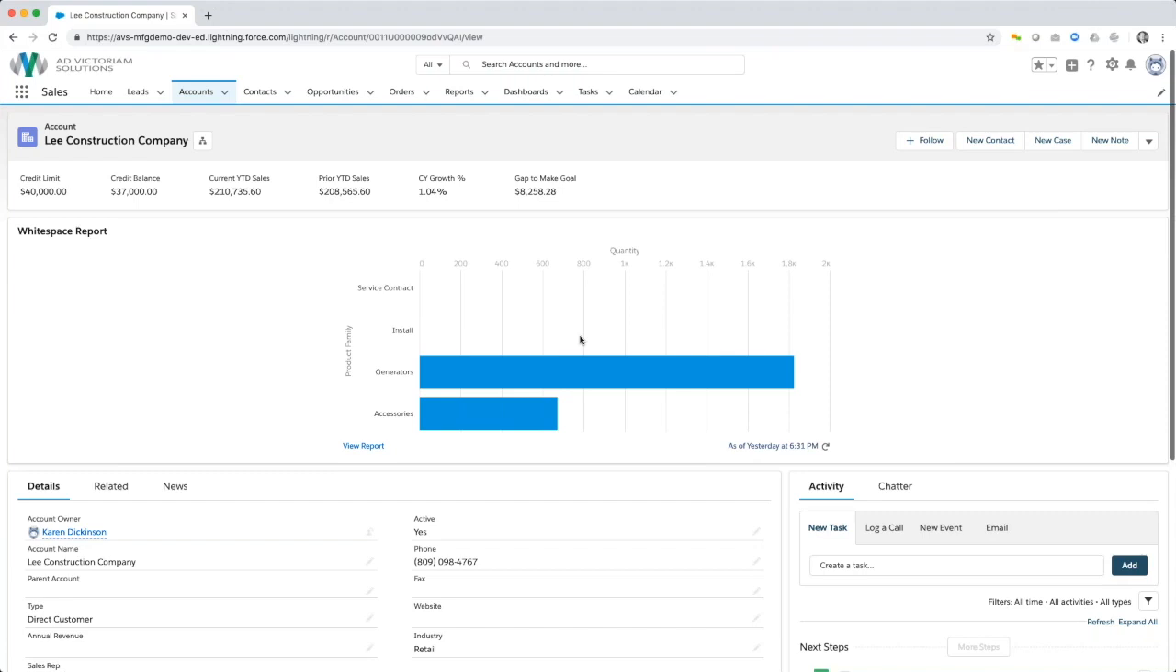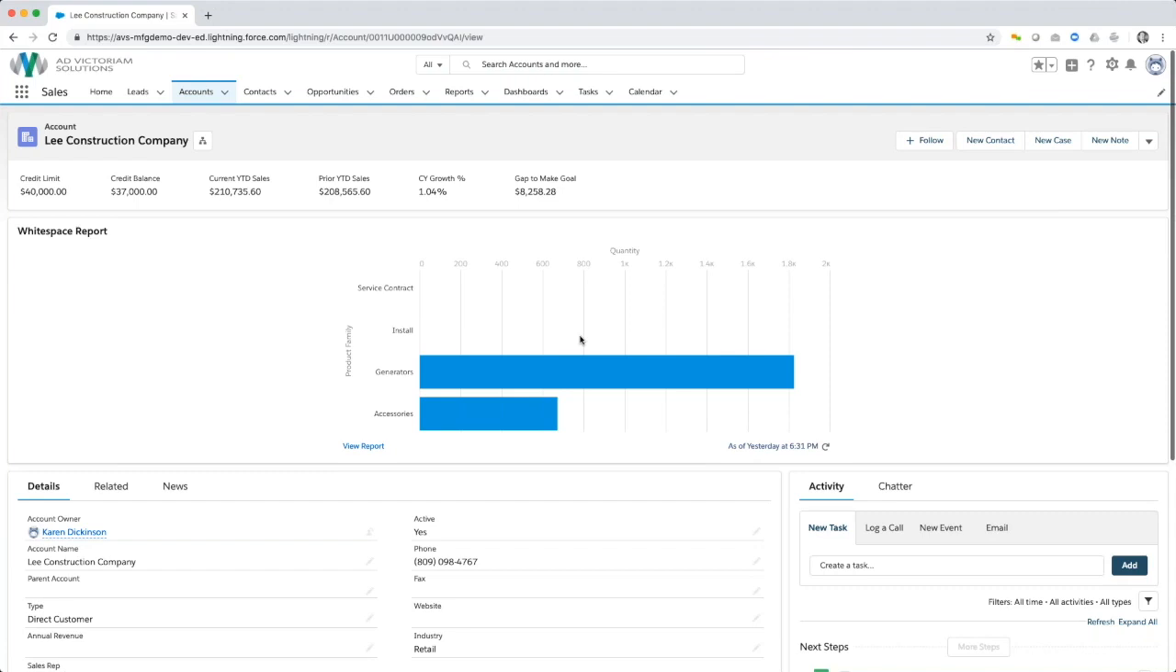We also had another alert there on the current year-to-date growth. You can see in this case, we're at just over 1% growth. Our target is 5%, so it gave me that alert. And I know right away my gap to make goal on that is approximately $8,200. So as a sales rep, I now know what the issues are with the account, and what I need to do to take action on that.